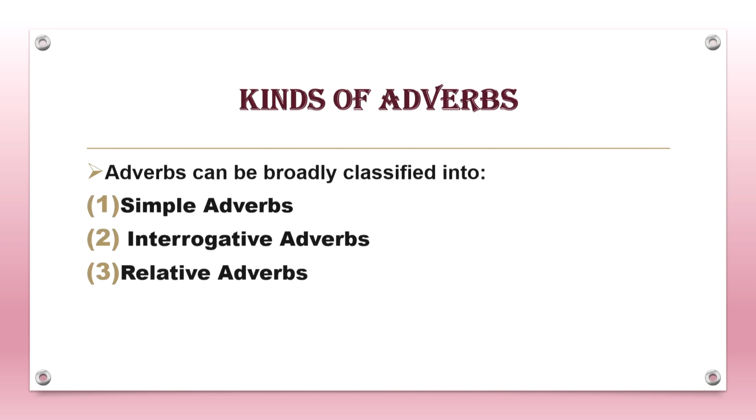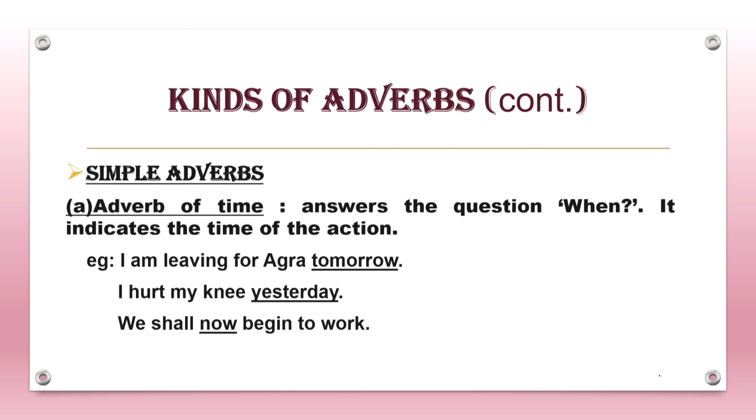Now moving on, kinds of adverbs. Now adverbs can be broadly classified into simple adverbs, interrogative adverbs and relative adverbs. Now simple adverbs may be further subdivided into the following classes according to their different functions. So first is your adverb of time. Now adverb of time answers the question when. It indicates the time of action.